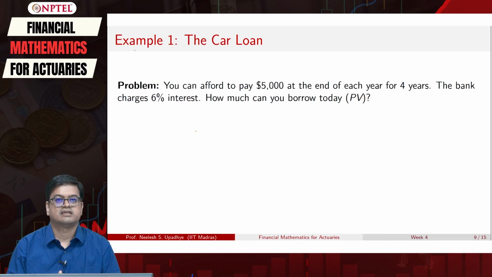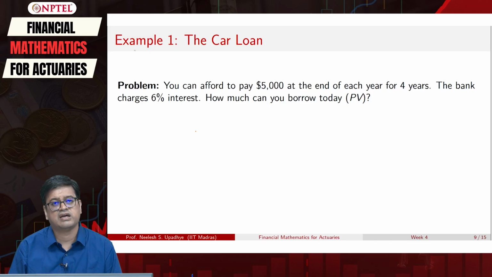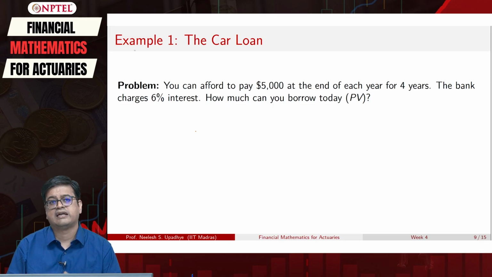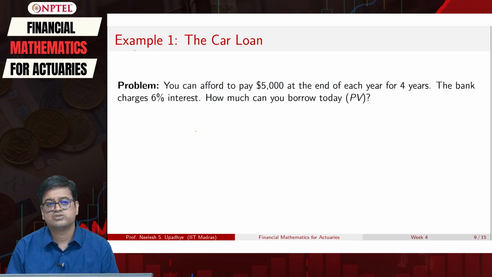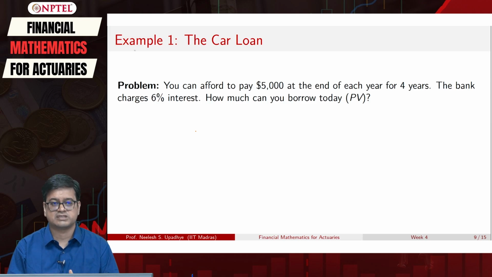So, let us look at example 1. This is a car loan problem. We are looking at our financial condition and we are deciding to take a car loan. So, what we have seen is at every year, at the end of every year, I may have $5,000 at my disposal and I can pay $5,000 for the next 4 years. Okay. And we have also inquired with the bank. The bank, if I take a loan, will charge me the rate of interest as 6%.